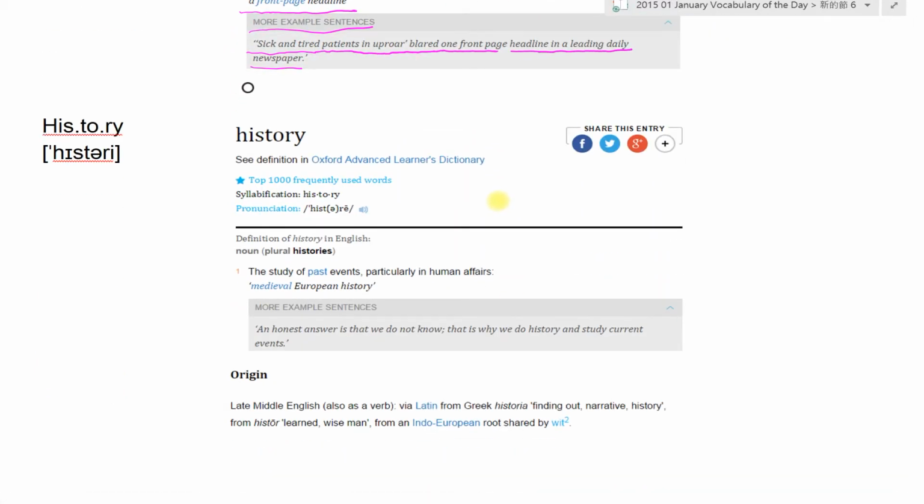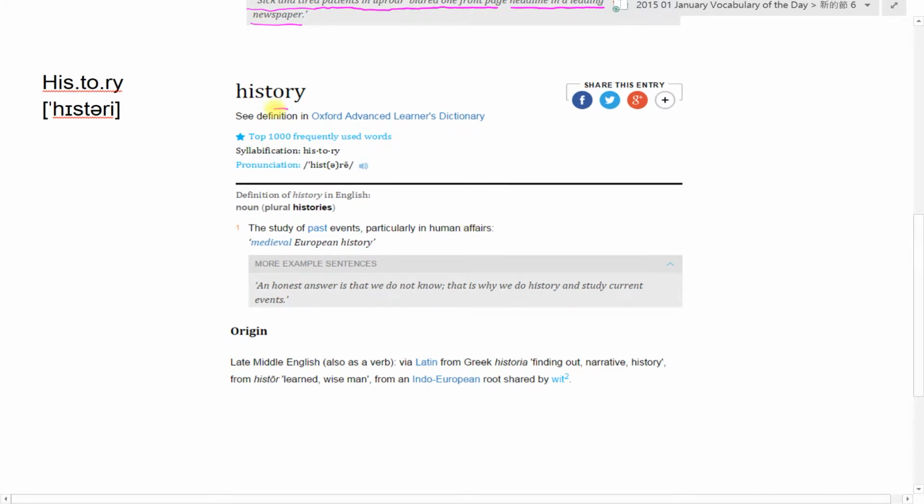Let's take a look at the second vocabulary word. History. Definition of history in English. Noun, plural, histories. The study of past events, particularly in human affairs. Medieval European history. More example sentences. An honest answer is that we do not know. That is why we do history and study current events.